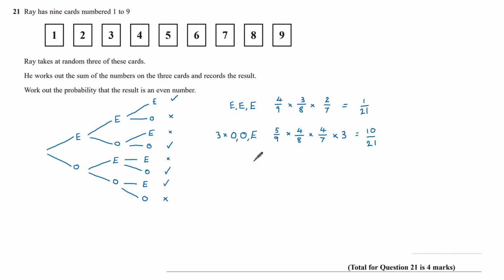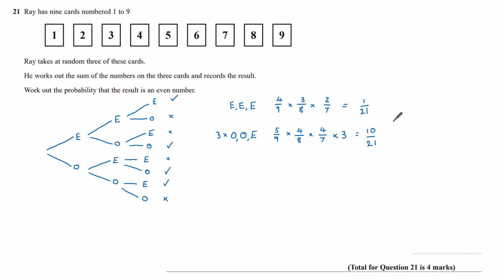Notice I don't have to list out odd, odd, even, odd, even, odd, even, odd, odd, because the denominators of these fractions will always be 9, 8, and 7. And the numerators will always be 5, 4, and 4. And so whether I work out odd, odd, even, or even, odd, odd, the result will be the same. And I will have that result 3 times, which is 10/21.